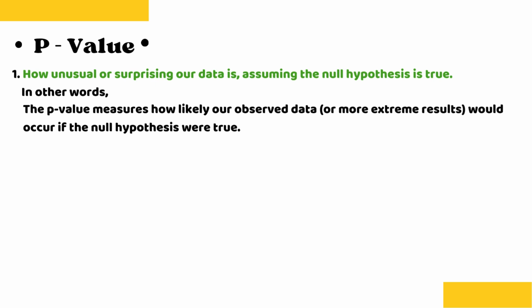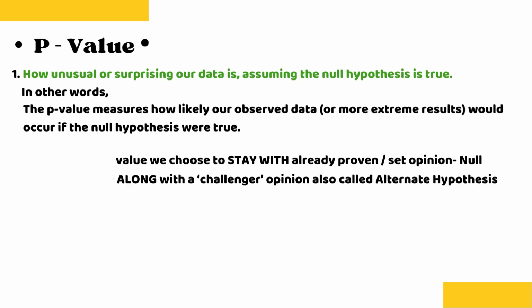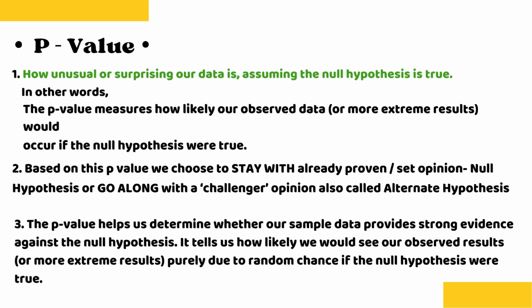Let's see what the p-value is. P-value tells us how surprising our data is if the null hypothesis is true. We use this number to decide whether to stick to our current belief, that is the null hypothesis, or to switch to the challenger's belief, that is alternative hypothesis. So the p-value helps us make evidence-based decisions rather than just guessing.